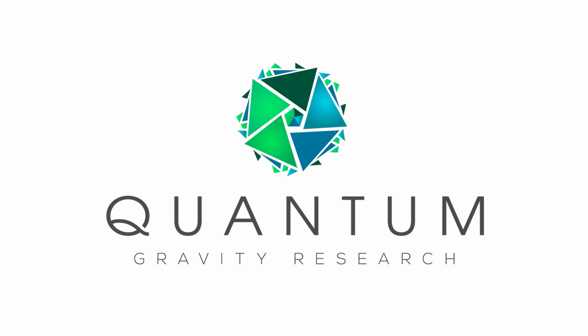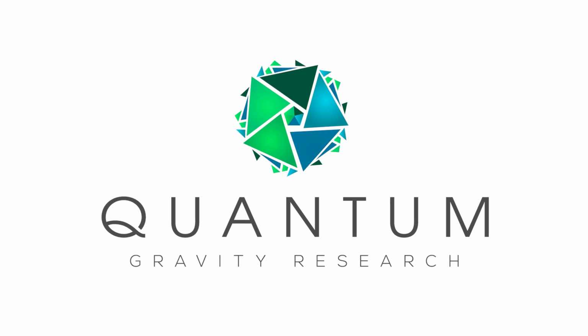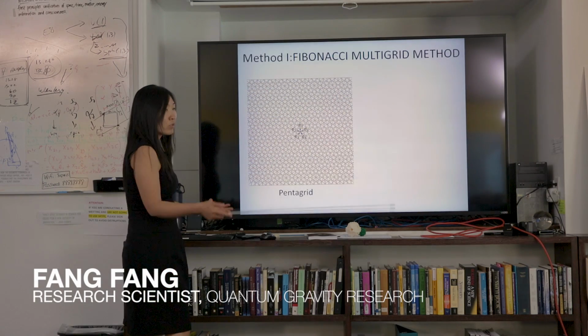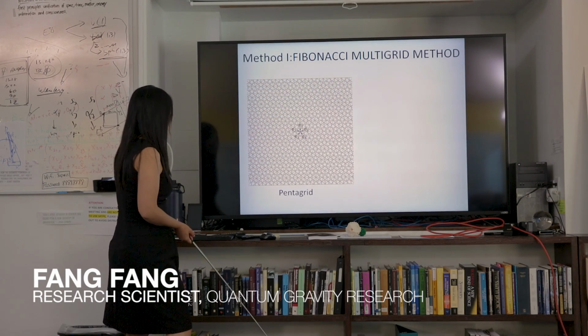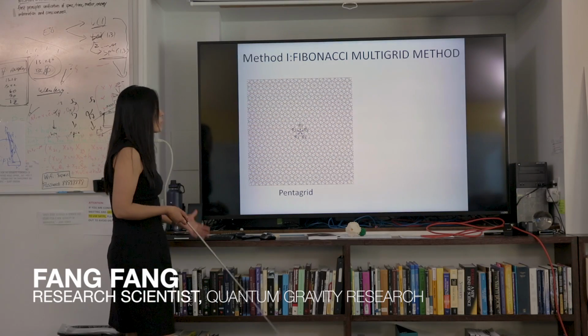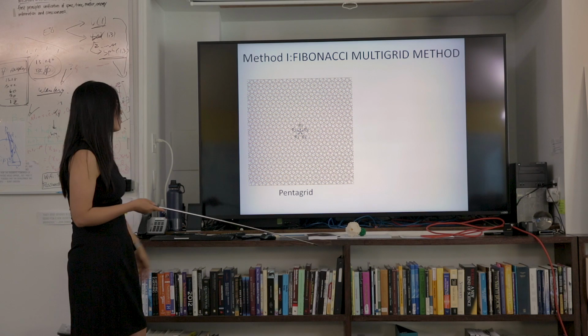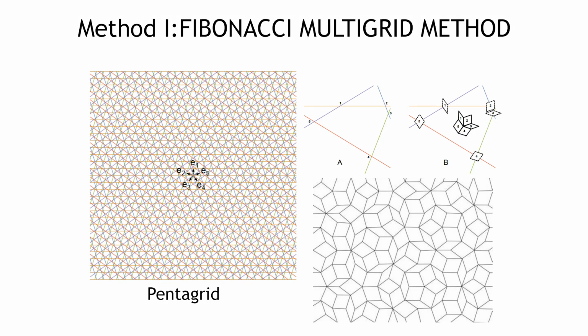Okay, so next I'm going to shift to this quasicrystalline spin network that we build from E8, and hopefully it can be the possibility space that we can use to model physics. And then Ray and Marcel are already using it. So how do we build it? How did we discover it? I'm just giving you two methods.